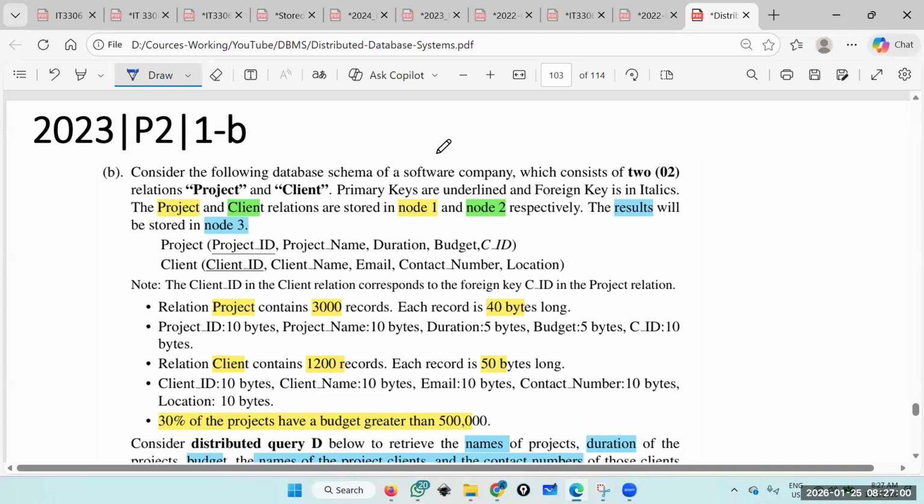So project is in node 1, so let's draw it. Node 1. This is node 2. Project is there, and client is in node 2. So you need to fight with time, definitely.